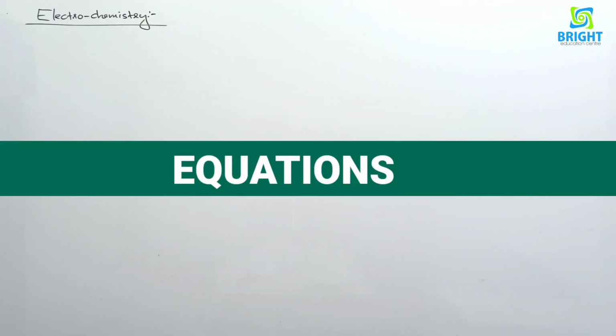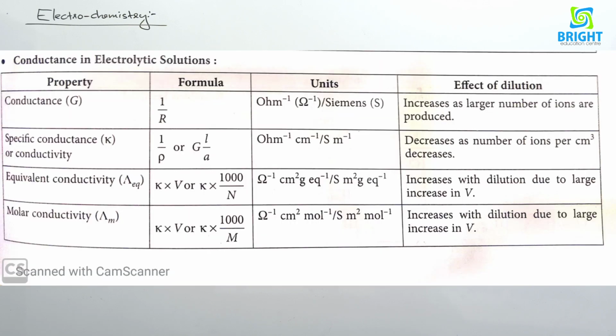Now we are dealing with some of the equations related to our chapter. First of all, we are dealing with conductance and conductivity. I am giving you a table of equations for conductance, specific conductance, equivalent conductivity, and molar conductivity, so from this table itself you will get it. What is conductance? Conductance is represented by the symbol G, and it is inversely proportional to resistance, that is 1 by R. So the unit is ohm inverse or Siemens. The specific conductance, that is kappa, or conductivity, is equal to 1 by rho, or we can say GL by A. The unit is ohm inverse centimeter inverse, or Siemens meter inverse.